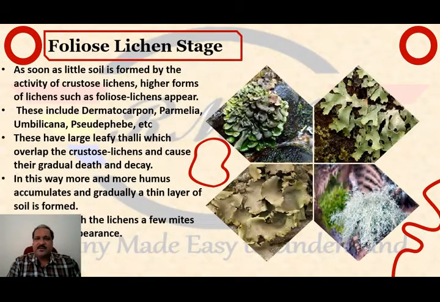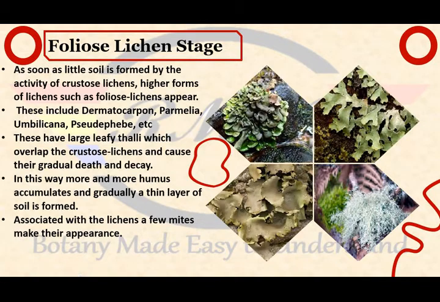As soon as a little soil is formed by the activities of crustose lichen, higher forms of lichen such as foliose lichen appear. These include the Dermatocarpon, Parmelia, Umbilicaria, Pseudophebe, etc. They have large leafy thalli which overlap the crustose lichen. They can absorb and retain more moisture. Presence of foliose lichen not only adds organic matter but accumulated dust particles and thus helps in creation of humus.